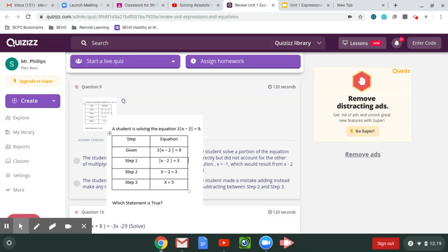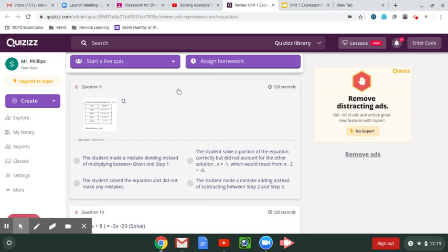Well, the question says, which statement is true? Statement 1, the student made a mistake dividing instead of multiplying between given and step 1. Statement 2, the student solved the equation but did not make any mistakes. Option 3, the student solved a portion of the equation correctly but did not account for the other solution, x equals negative 1, which would have resulted from x minus 2 equals negative 3. And statement 4, the student made a mistake adding instead of subtracting between step 2 and step 3.